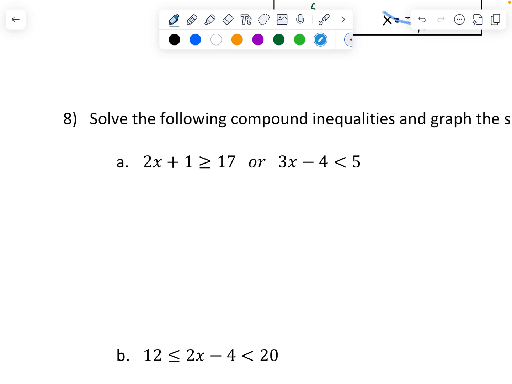But for an OR problem, you just solve them separately. So on the first one, I'm going to just subtract 1 and divide by 2, giving us x is greater than or equal to 8. And then solve the other side. 3x is less than 9. X is less than 3. So this is an OR problem. So you just write the word OR.